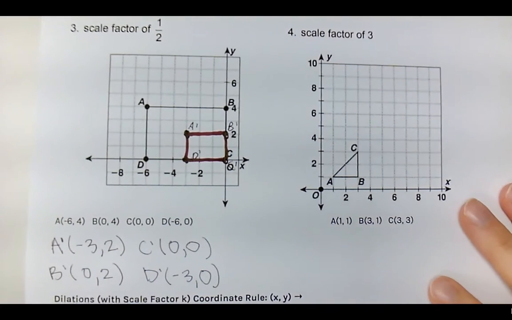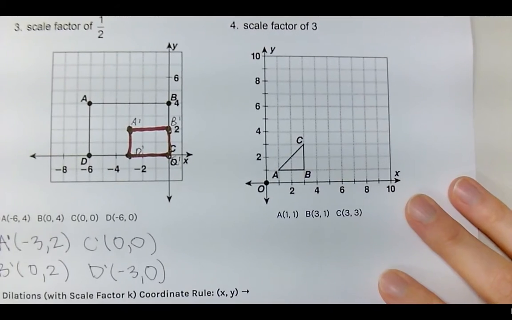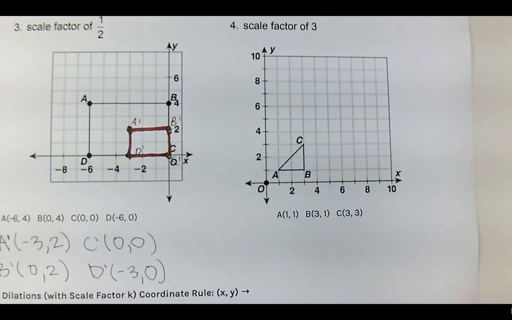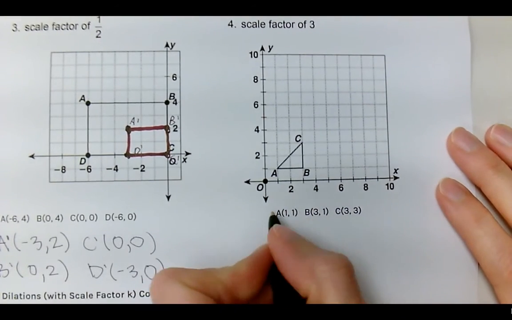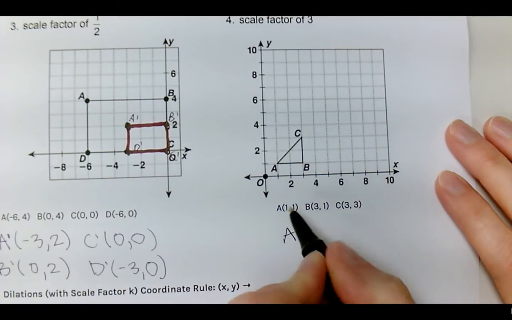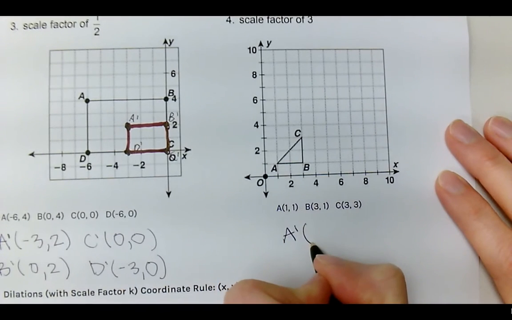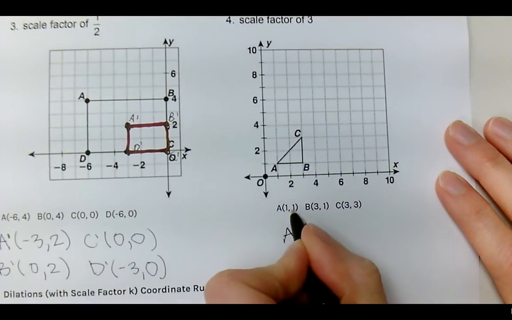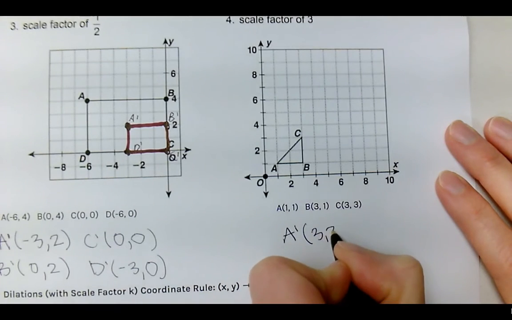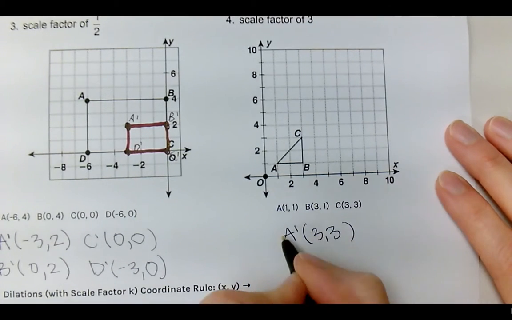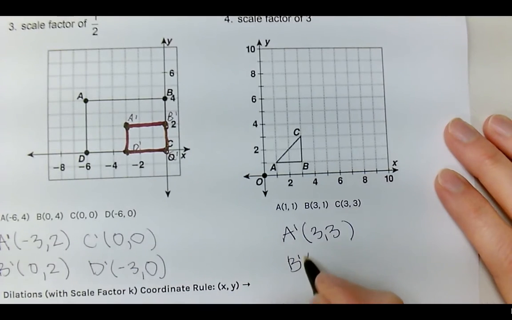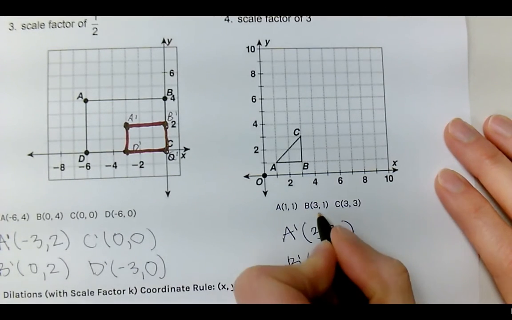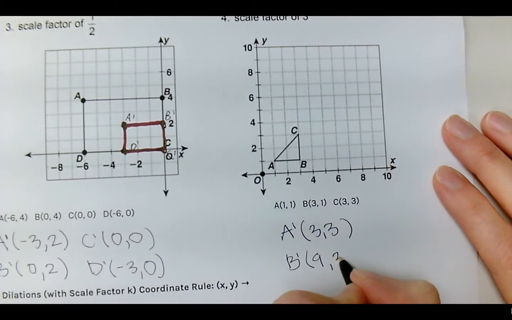So let's look at the next one. The next one, I have a scale factor of 3. So since it's greater than 1, it is going to get larger. So A prime, A is 1, 1. So with a scale factor of 3, I'm simply going to multiply each of those by 3. So that becomes 3, 3. B prime, B is 3, 1. So 3 times 3 is 9. 3 times 1 is 3.